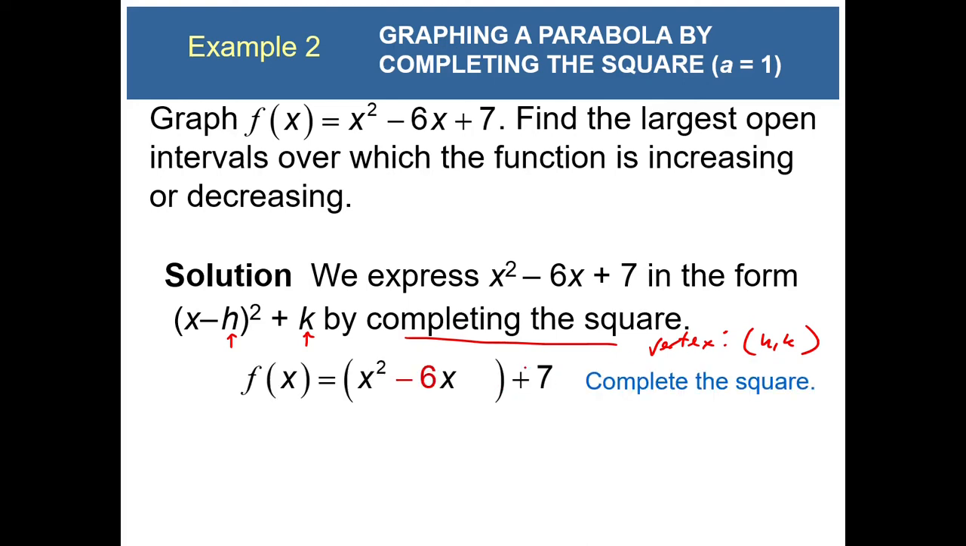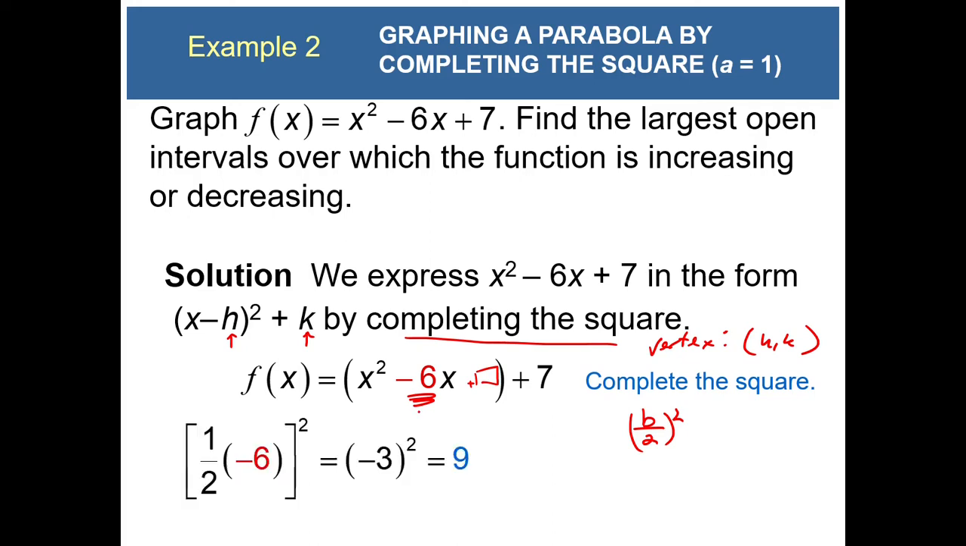We'll start by moving the 7 to the right side and looking for this missing number, which we'll use to complete the square. Remember, the formula we need is b divided by 2 squared. So the b in this case is negative 6. So we'll take half of negative 6 and square it. Half of negative 6 is negative 3. Squaring that is 9. So we need that 9 in this place.